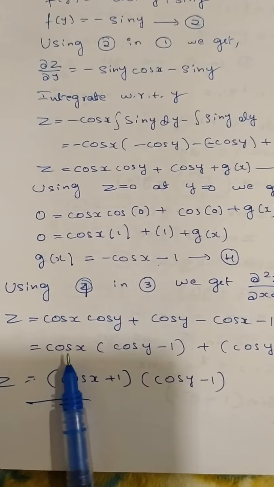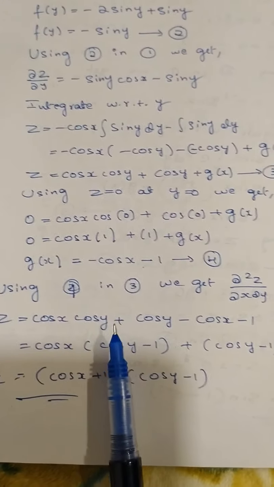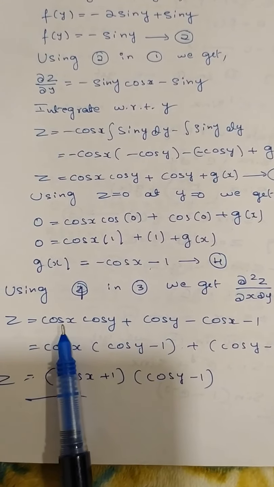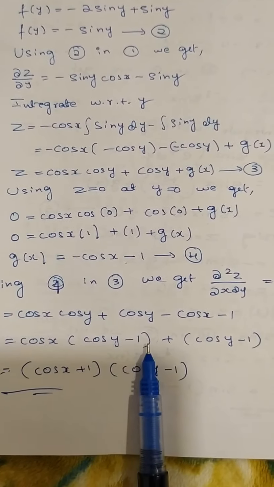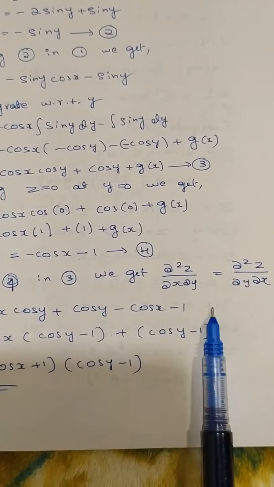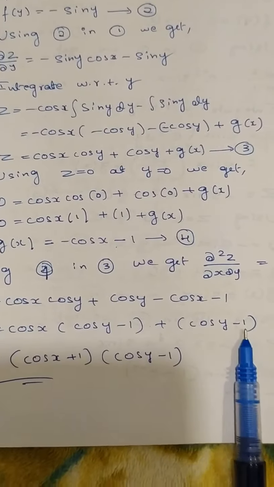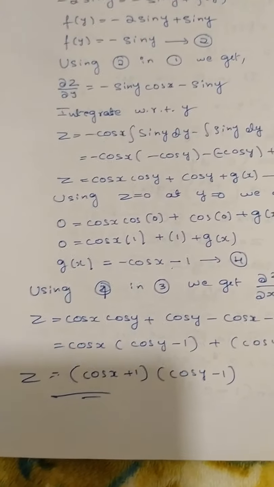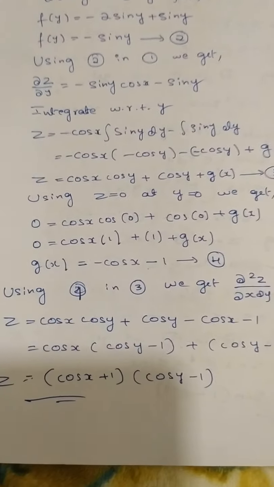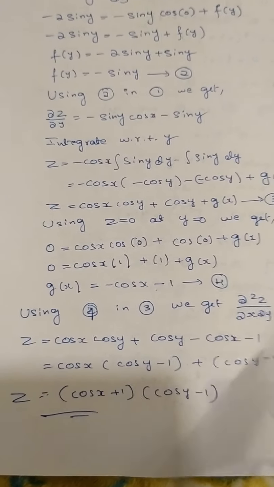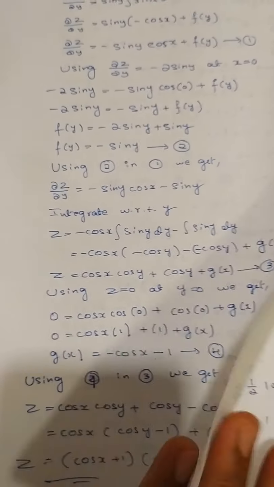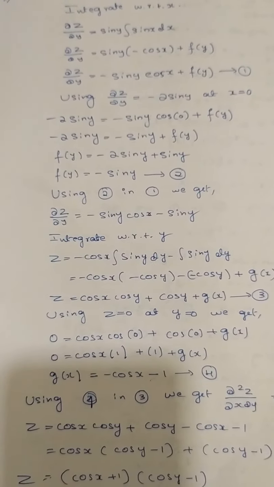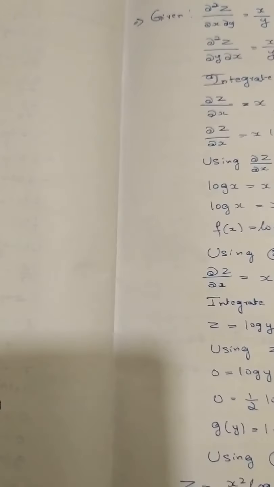Okay, now take cos x common from these two terms. If you take cos x common, you get cos y minus 1, and we have cos y minus 1 again. Taking cos y minus 1 common, we finally get z is cos x plus 1 into cos y minus 1, which is the solution of the given PDE. Okay, almost all the problems are similar to this. Now, next problem.